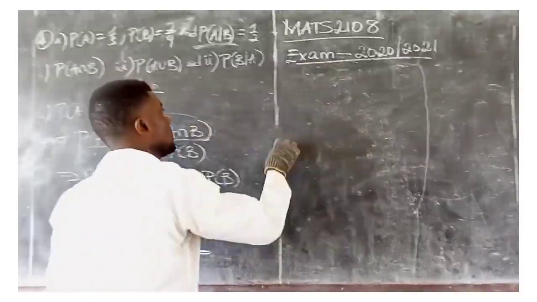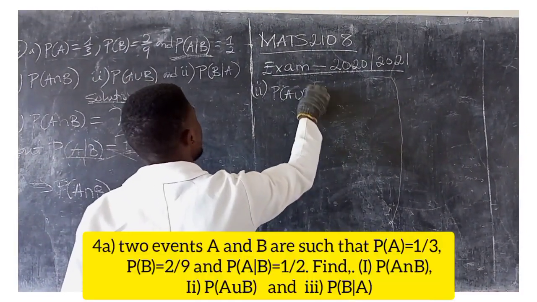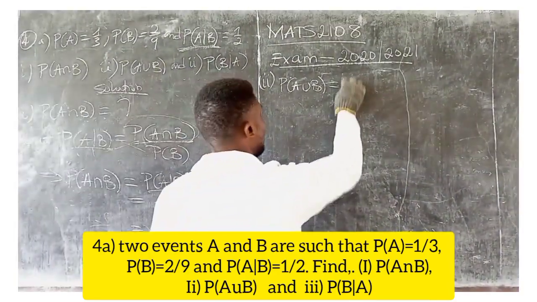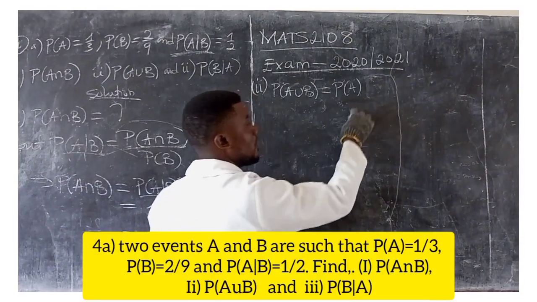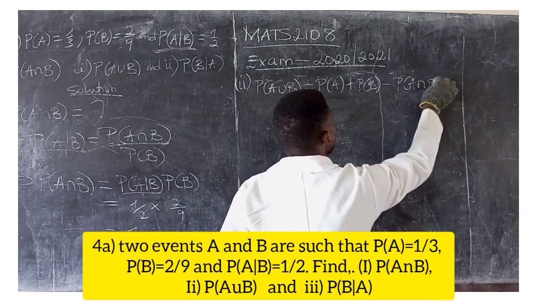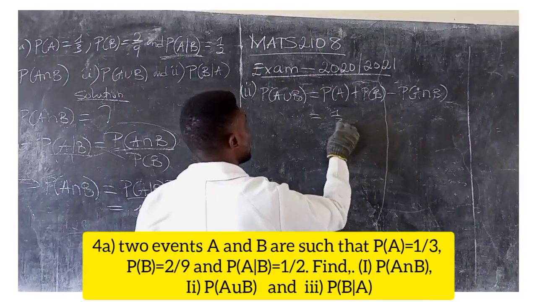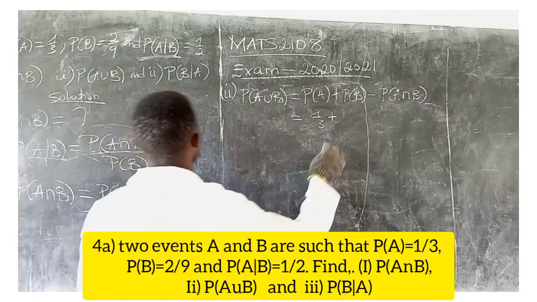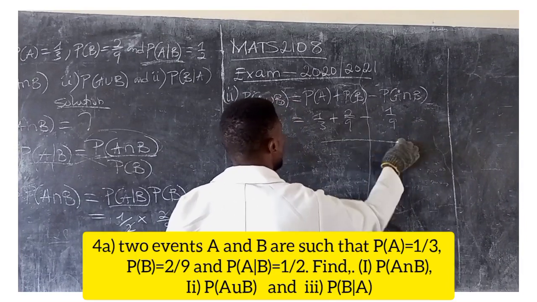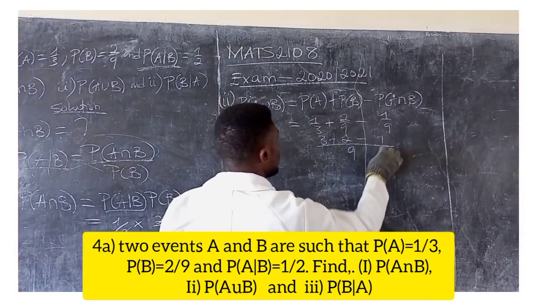Then for Roman 2, we have the probability of A union B. To find this one, we apply the addition of probability. That is, the probability of A union B is the same as the probability of A plus the probability of B minus the probability of A intersection B. So we substitute the probability of A was given as 1 on 3 plus the probability of B was given as 2 on 9, and we just found this one to be 1 on 9. We take the LCM, it is 9. This goes here 3 times plus 2 minus 1.